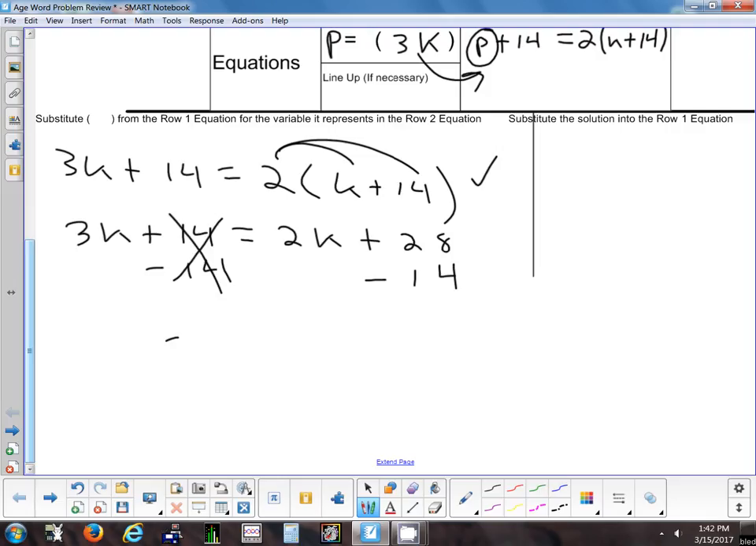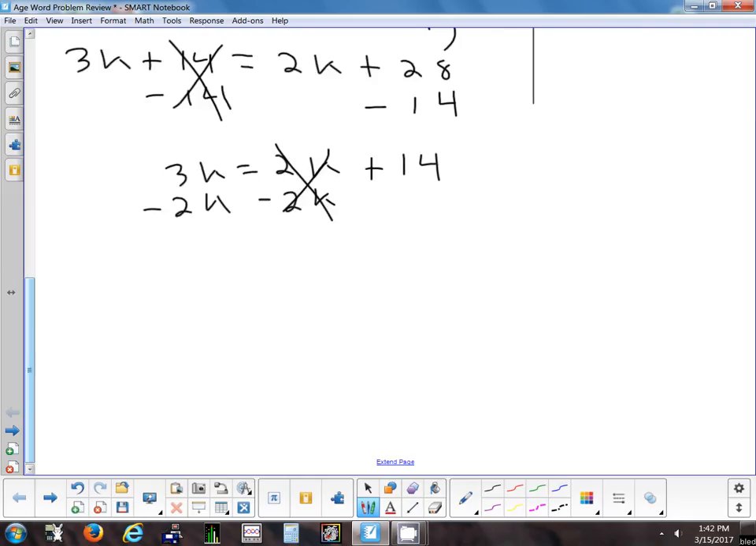Yep. And that leaves me with 3K equals 2K. 28 minus 14 is 14. Now, I still got to get all the variables on the same side. So how would I do that? Careful, not minus 2. Minus 2K. That cancels out. And this has happened in a lot of the problems. I don't know if it's always going to happen. But 3K minus 2K, you're just left with 1K.